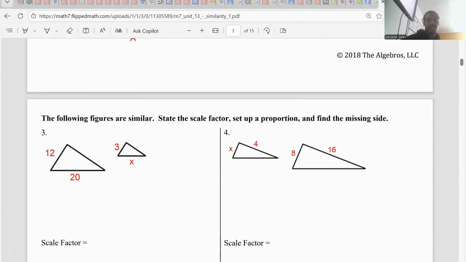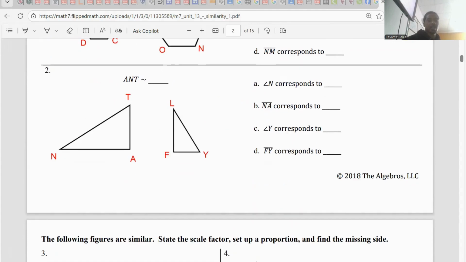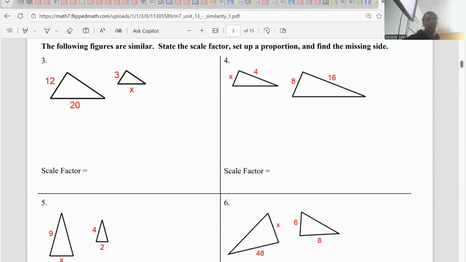Okay. I'm gonna let y'all do this page. I'm gonna let y'all do this one for number one and number two because that's just similar size. Okay. Let's see if we can do number three.